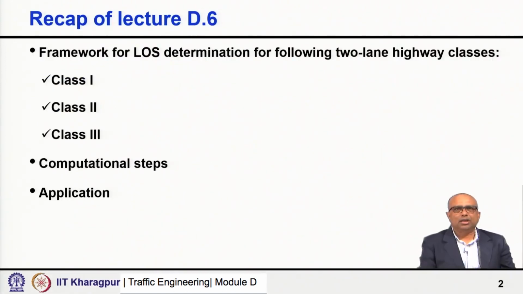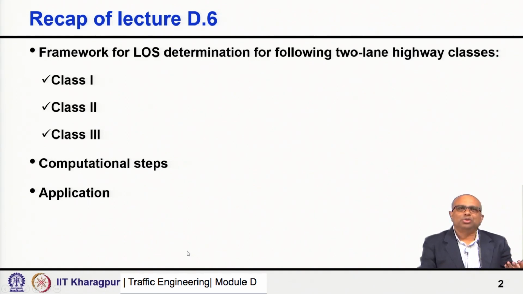In Lecture 5 and Lecture 6, we discussed two-lane highway segments. Especially in Lecture 6, we discussed the framework for LOS determination for class 1, class 2 and class 3 two-lane highways, then mentioned the computational steps, how stepwise we should do the calculation, and then took an example problem to explain the application.